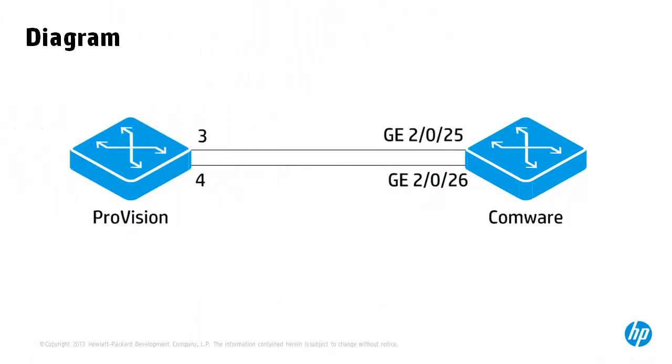That concludes this video discussing the configuration, setup, and testing of link aggregation between HP Provision and HP Comware switches.